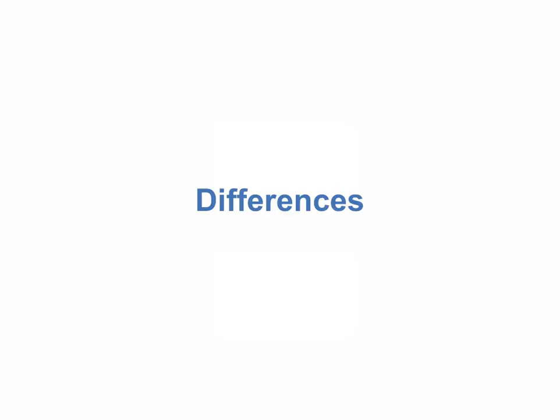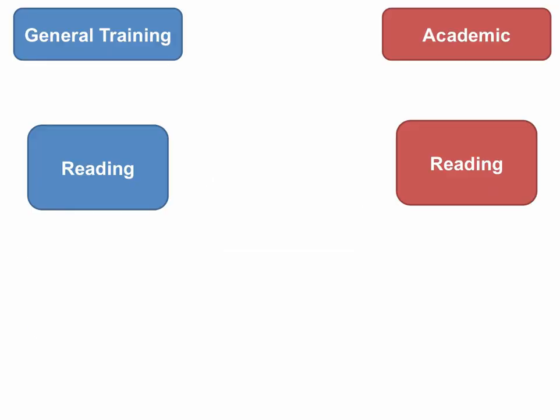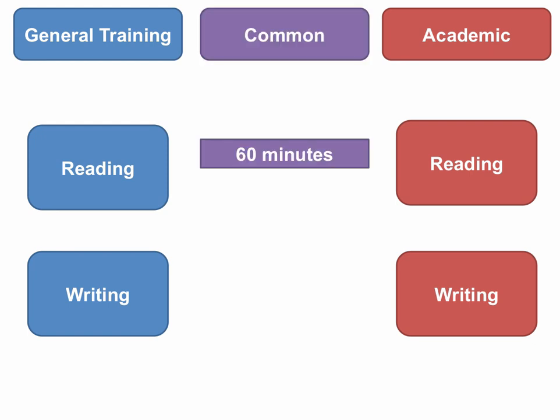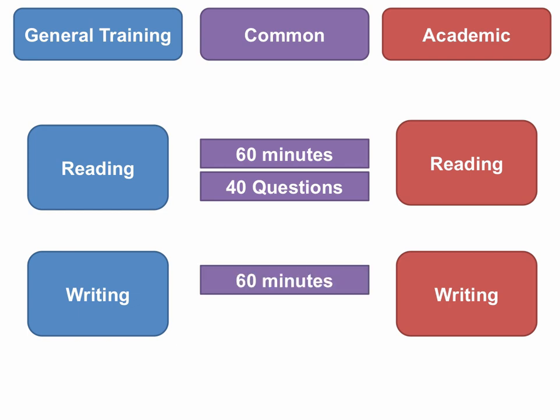Looking at the differences, the differences lie in the reading and writing modules. Whereas they also have some common modalities within the reading and writing modules: they have the same time, which is 60 minutes, and the number of questions is also the same. Similarly, in writing, the timing is the same, which is 60 minutes, and the word limit is also the same for both types of IELTS.